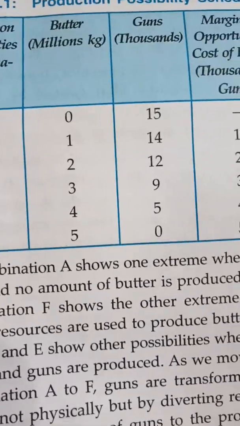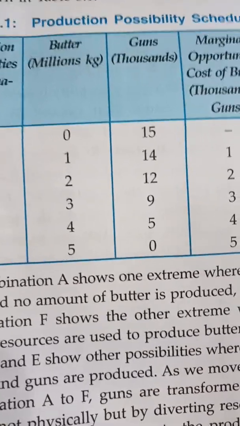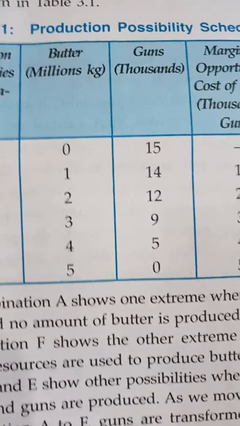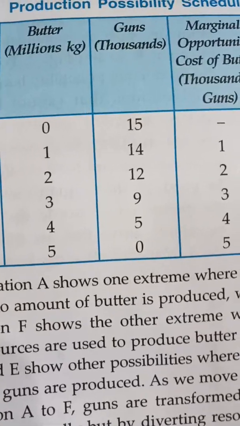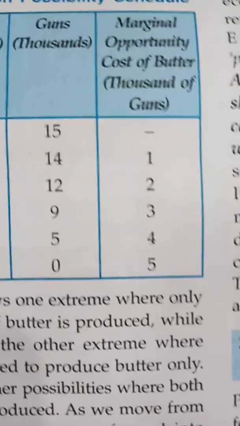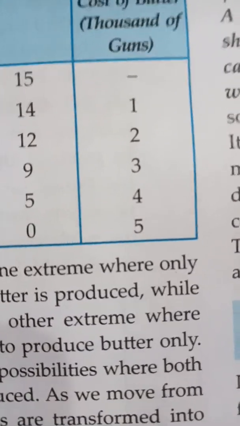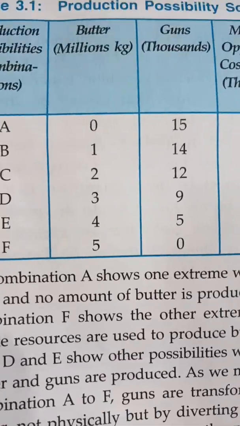And then for that one additional unit of butter production, how much guns production is to be reduced? From 9 to 5. It is 4 units. 4 units of guns production is to be reduced. That is why here the marginal opportunity cost of butter is 4. And now the last value.